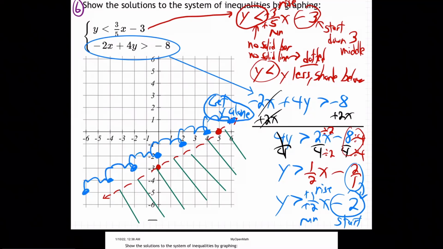Is it going to be a solid line or dotted? Well, this one is no solid bar, so dotted line again. Right? No solid bar, no solid line, dotted. So another dotted line. I've kind of scribbled it all up now with all this rise and run stuff.